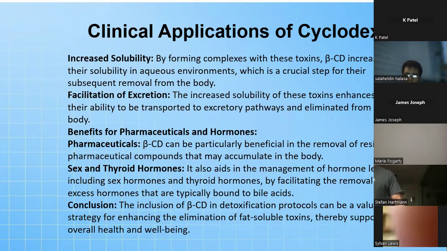And in the past, we didn't have anything that would chelate them, because most of our detox is water soluble. Now we have something that will help take those fats and turn them into water soluble. Once turned water soluble, your body can easily deal with it and excrete it. And so, facilitation of excretion enhances the ability of these toxins to be transported through the excretory pathways, whether through the kidney or the sweat, and eliminated from the body.